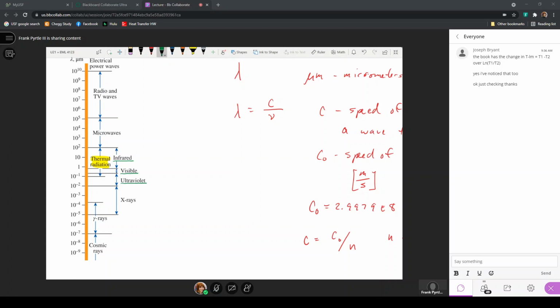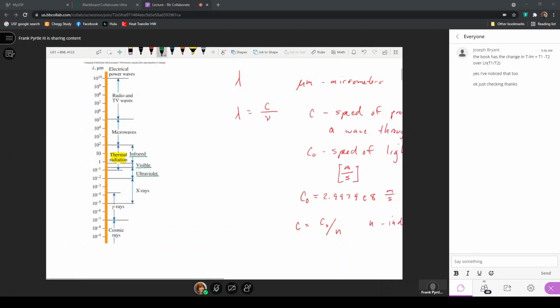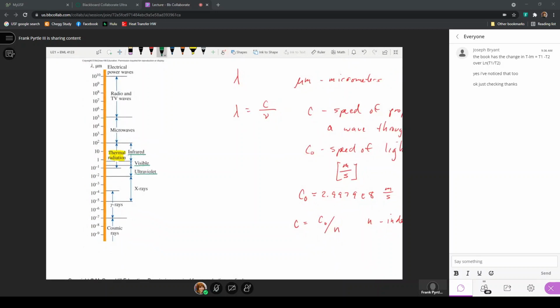Ultraviolet is from 10 to the minus 2 to 10 to the minus... let me look and see exactly what the ultraviolet range was, because I forget exactly where it ends. The thermal radiation range is 0.1 to 100 microns for what we call thermal radiation.